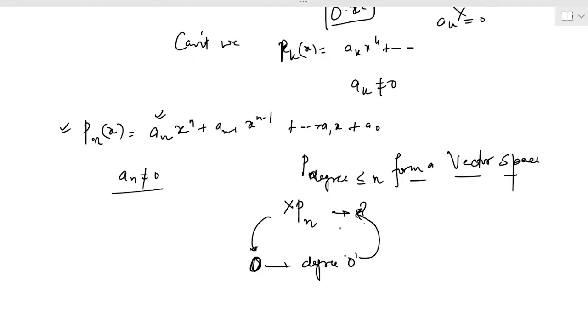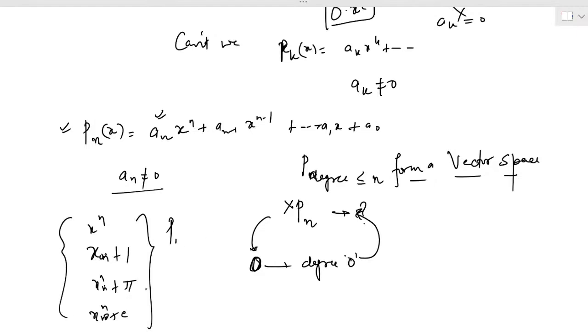Having some constant added to it is a different thing altogether. For example, if I write x raised to power n plus 1, x raised to power n plus pi, or x raised to power n plus e, simply all of them will be counted as a polynomial of degree exactly n.